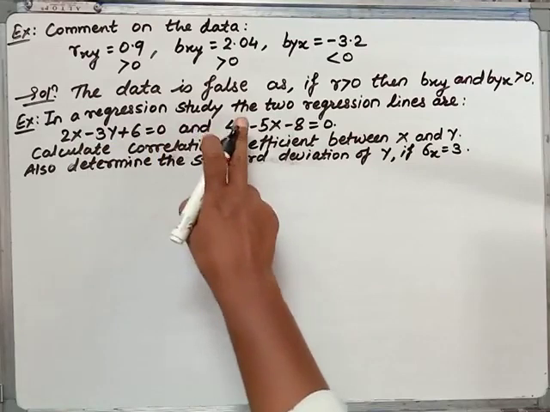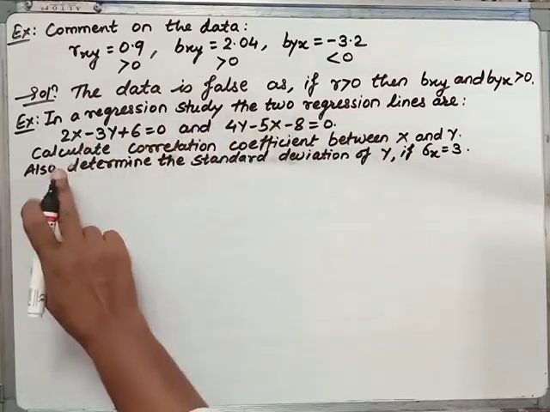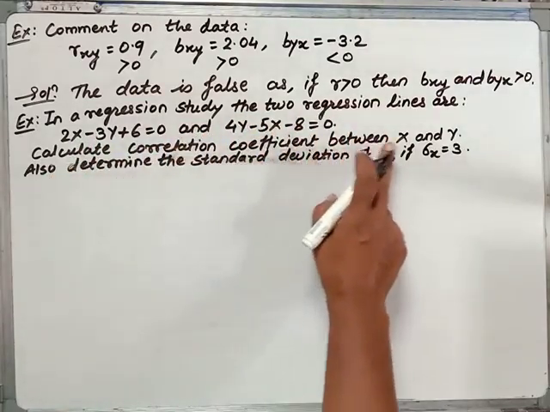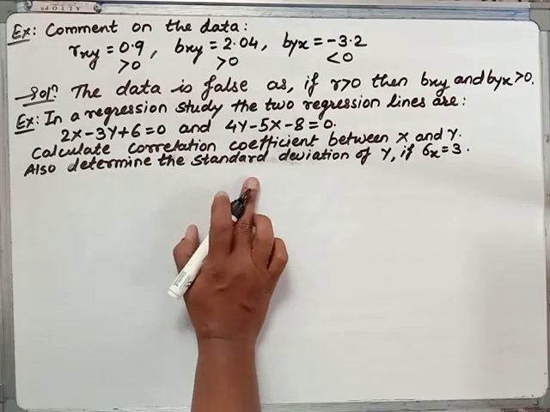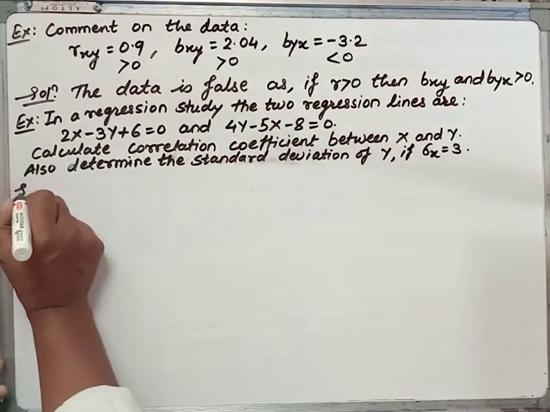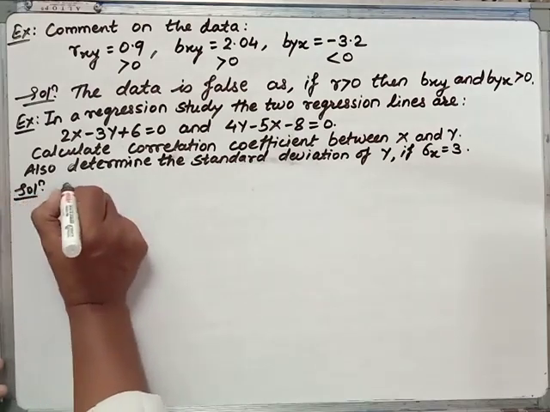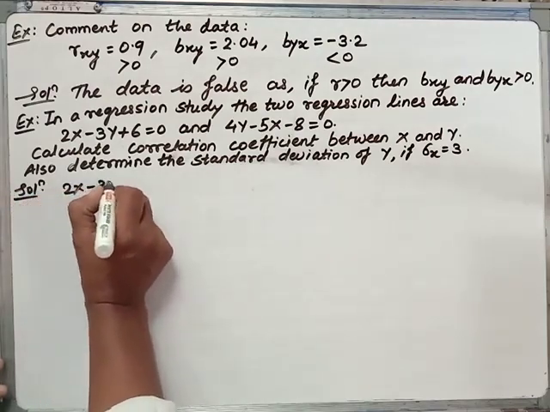In a regression study, the two regression lines are these. Calculate the correlation coefficient between x and y. Also determine the standard deviation of y if sigma x is 3. Solution. What we have? Regression lines are given.